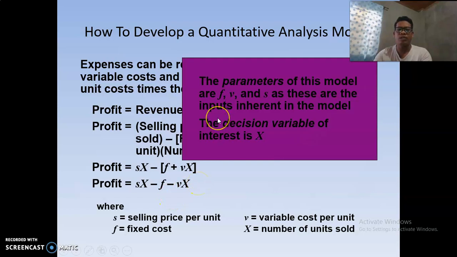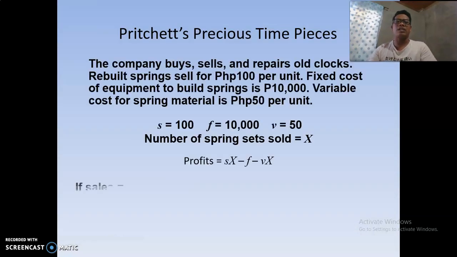And then the parameters, these are the parameters: the selling price, fixed cost, and the variable cost per unit. And the decision variable is X, the number of units sold, because the organization would decide how many units to be produced and sold in the organization.